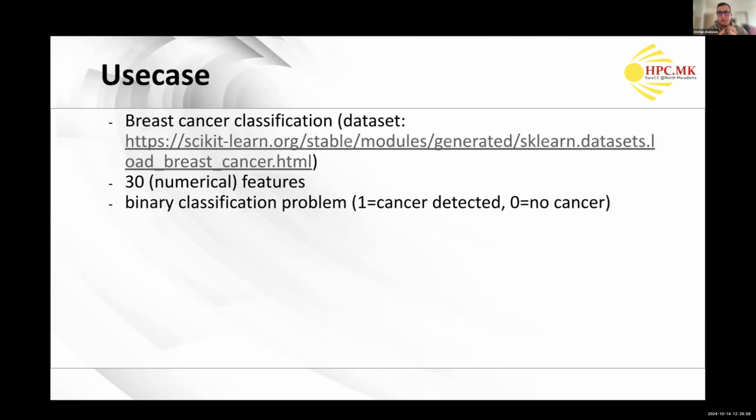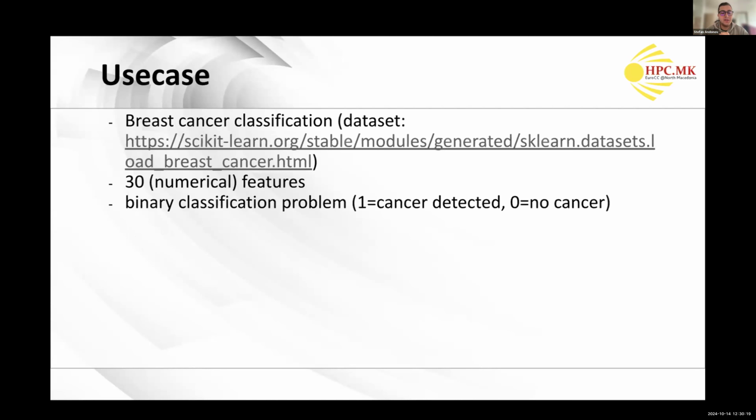The use case that I'm going to use over here is a classification dataset. So we will be running experiments to find the best model for breast cancer classification. This is a publicly available dataset available on scikit-learn. Also, there is a paper related to the dataset.